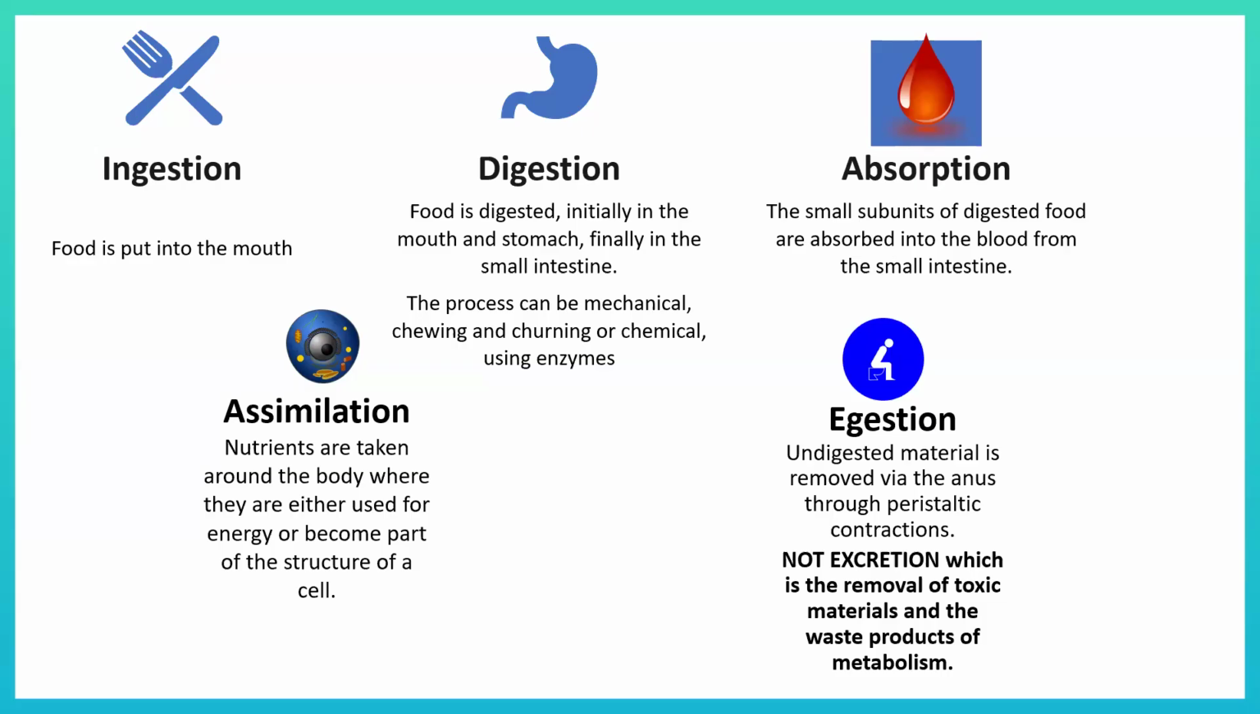We then absorb the small soluble subunits of the food from the small intestine into the blood. And then these nutrients are assimilated. They're taken around the body and used up in the cells, where they become part of the cell structure. And the last part of the process is egestion, where we remove the fiber, really, which we cannot extract anything from. There's nothing left that we can remove from our food at that point.